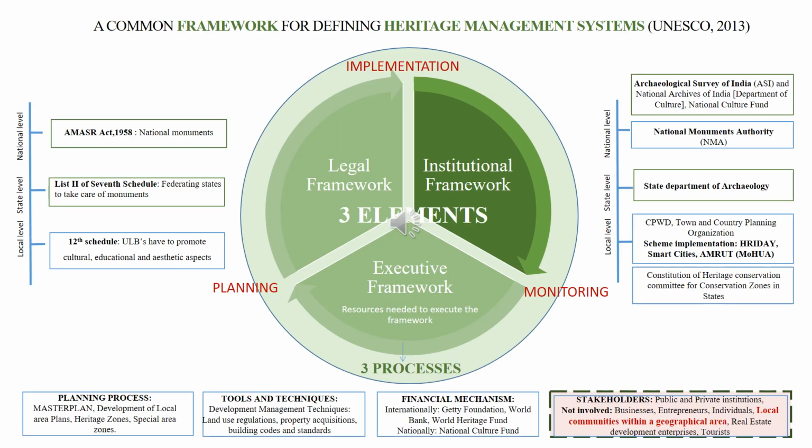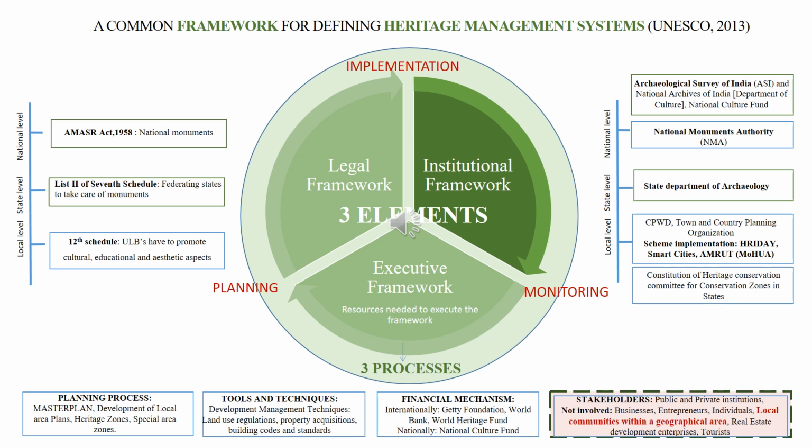In the context of urban conservation, heritage resource management entails identifying, conserving, and caring for historic properties in the public interest. A common framework for defining heritage management systems by UNESCO consists of three main elements: the legal framework, institutional framework, and the executive framework. The legal framework acts as a mandate that empowers people and organizations to act. It tends to define, identify, protect, and conserve built heritage through a combination of legislation at various levels.